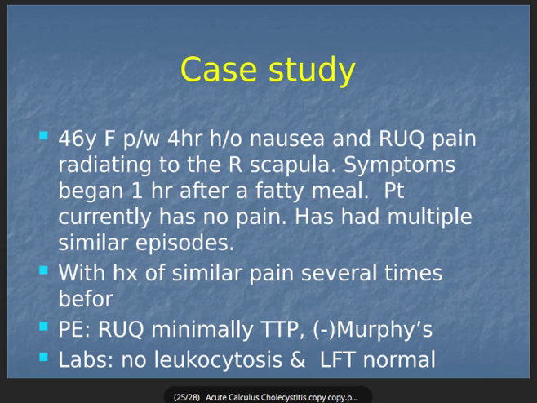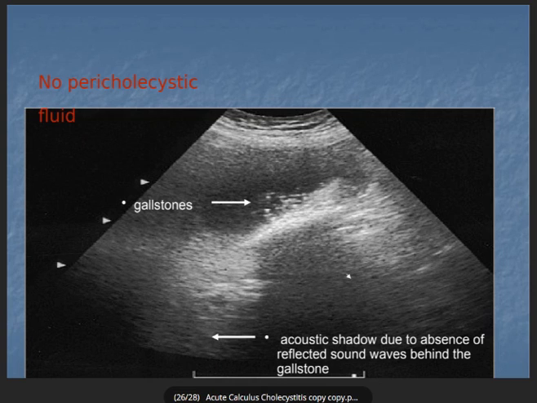On examination, right upper quadrant, no Murphy. Murphy is negative. No leukocytosis, LFT is normal. Ultrasound showed this typical picture. As you can see, the acoustic shadow is very clear. You see the black shadow, and even in some spots you see stones, you always see this. There is no dilated gallbladder like in the other picture. The wall is normal, you see it. And there is no pericholecystic fluid. It's all just an acoustic shadow, you only see stones.